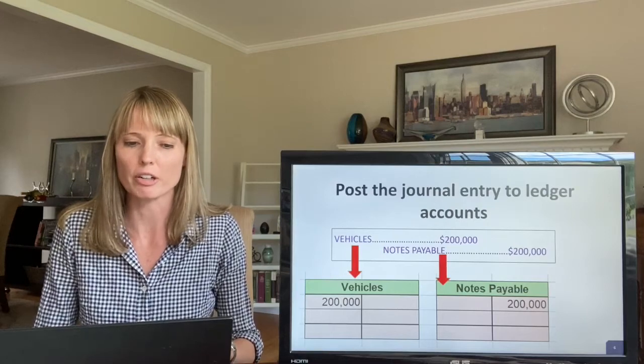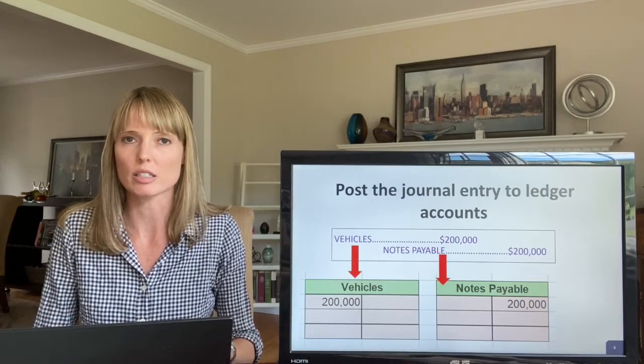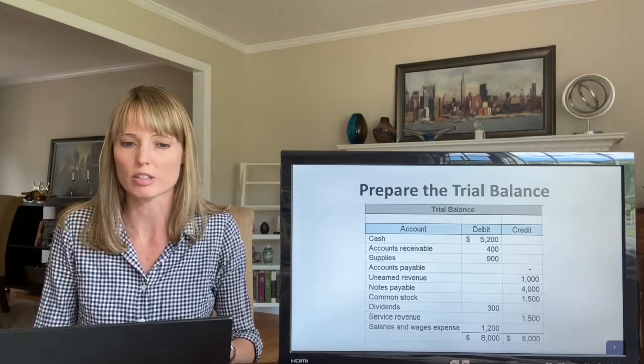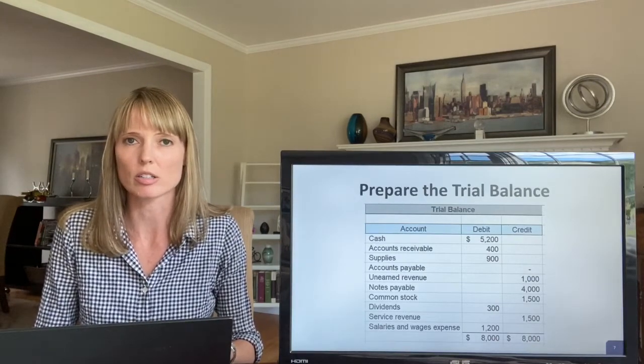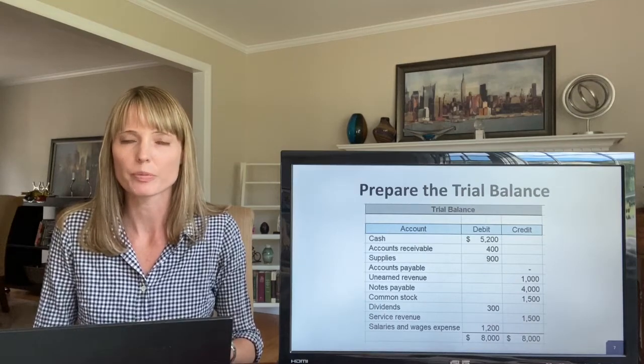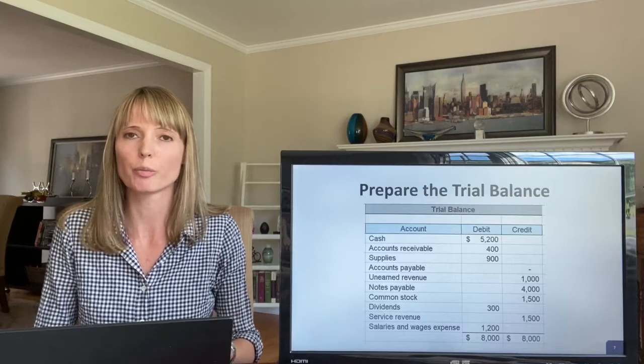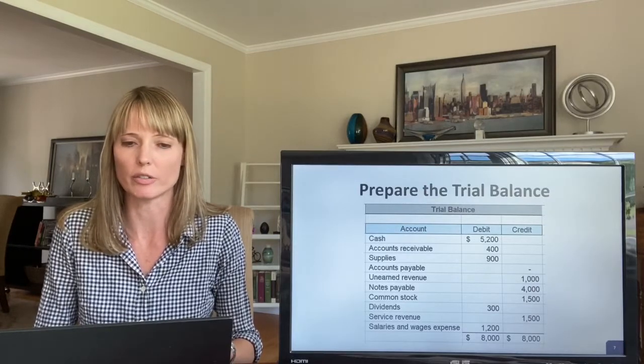At the end of the period, the ending balances in each ledger account go to the trial balance. So the trial balance is a list of all balance sheet accounts, income statement accounts, and the dividends account. These are the ending balances at the end of the accounting period.